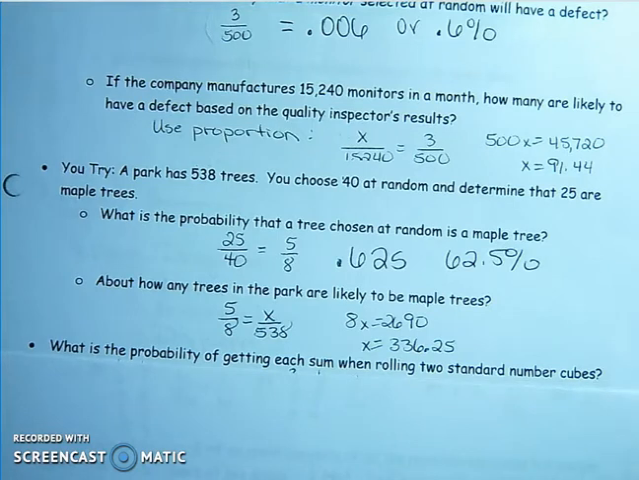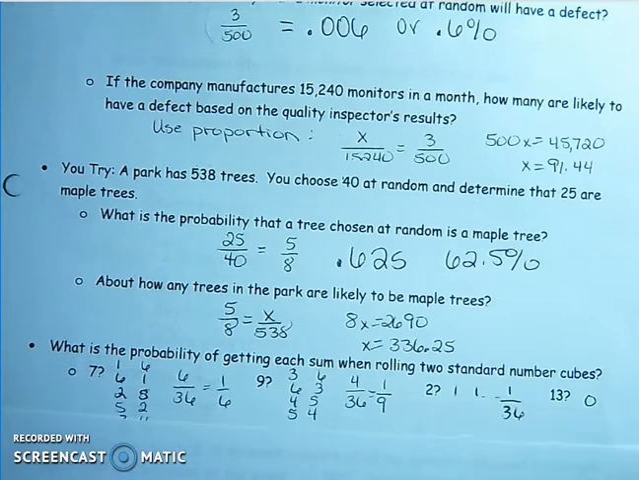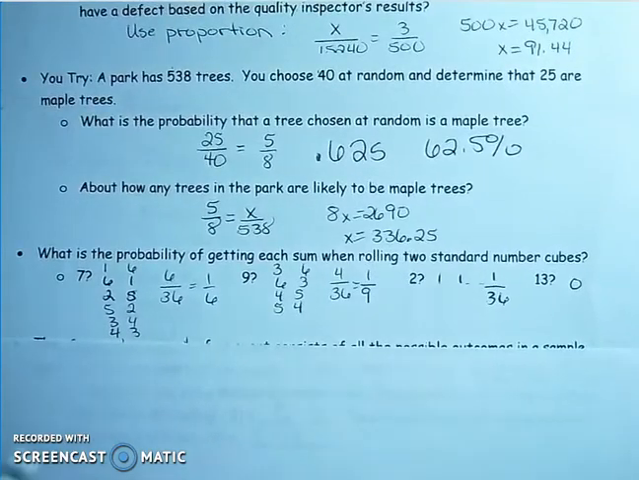Next, what's the probability of getting each sum when rolling 2 standard number cubes? A standard number cube is a cube that goes from 1 to 6, and we want to talk about the sum. So we get 1 and 1, then that's 2, all the way up to 6 and 6, which is 12. So any numbers between 2 and 12 would be our sums. So looking at these, what's the possibility of getting 7?